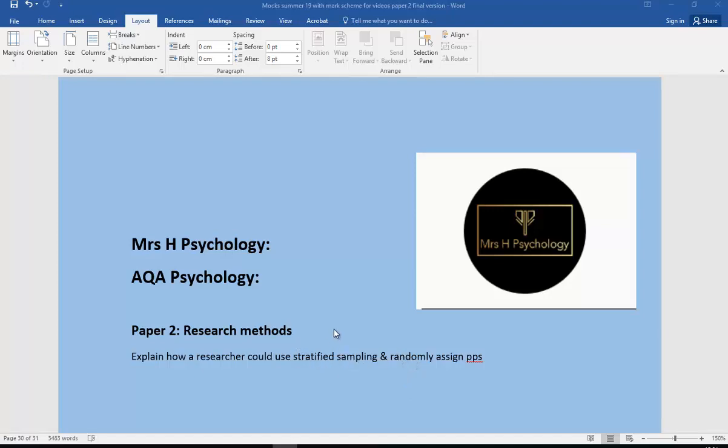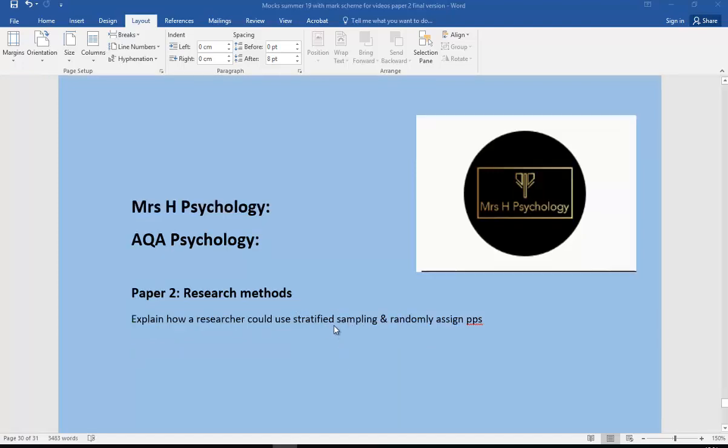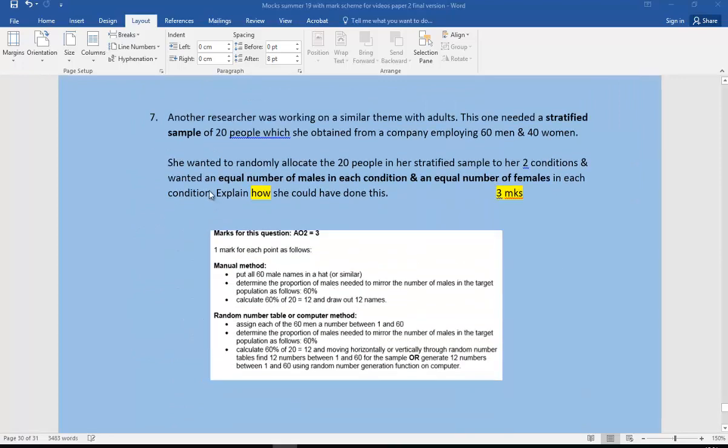All right, but the thing with stratified, when they're talking about stratified, there's a specific way to answer it. So here's the information. Look, you need to use the STEM. So here they're working on a piece of research. They want a stratified sample of 20 people, and you need to look at how many people they've got. They've got 60 men, 40 women. So she wants to randomly allocate the 20 people in her stratified sample to her 2 conditions, and she wants equal number of males and equal number of females in each condition.